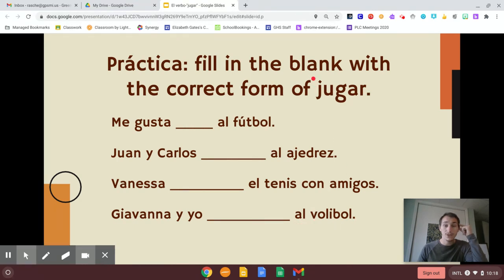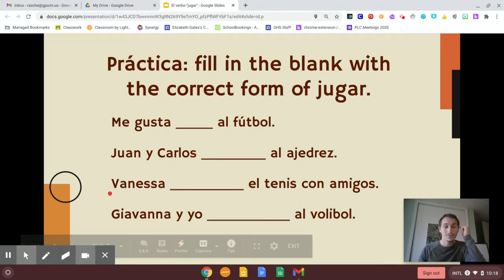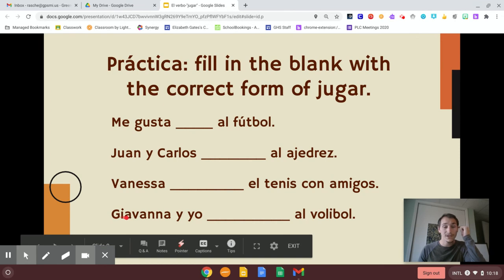Remember, we're filling it in with the correct form of jugar. So it could either be jugar, juego, juegas, juega, jugamos, jugáis, or juegan. Those are your 7 options. So read through them and fill in the blanks with the correct form of jugar.